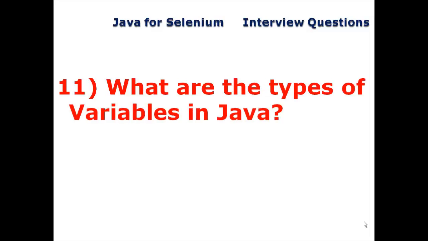Next, what are the types of variables in Java? Java has three types of variables. Instance variables, a variable that is declared inside the class but outside the method. Local variables, a variable that is declared inside the method. Static or class variables, a variable that is declared as static, it can't be local.